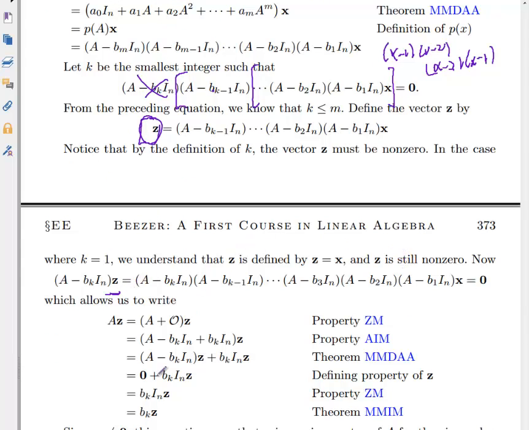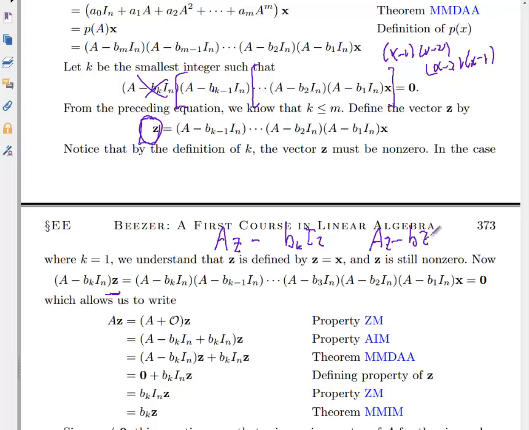Now there's this derivation here, but what I would just say is you have A minus b_k I times z. That's the same thing as Az minus b_k times Iz, but that's the same thing as Az minus b_k z.